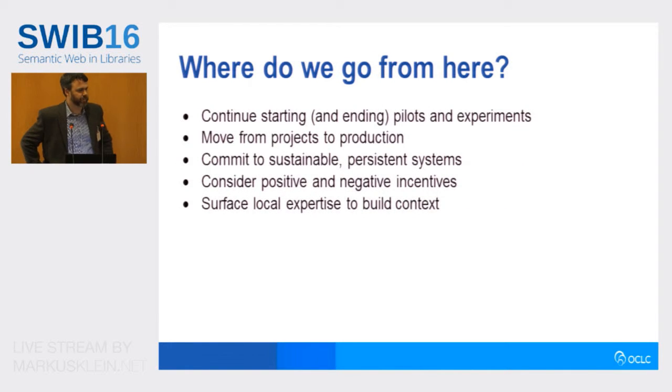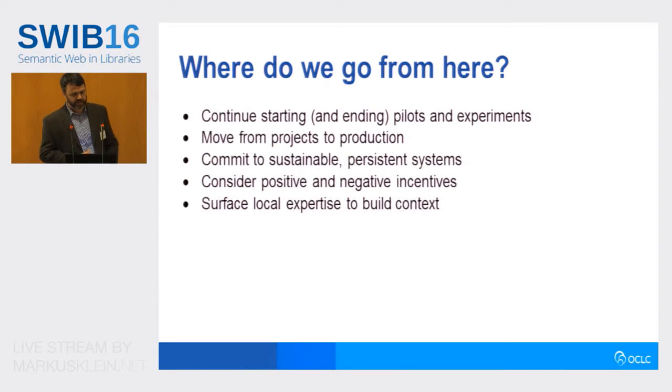So where do we go from here? From an OCLC point of view, we want to continue starting and then ending these pilots and experiments, so we process them quickly. We want to move more from projects to production. We relied heavily on VIAF, on ISNI, on WorldCat Identities. We're very interested in continuing to move those to more sustainable and persistent systems at an operational level. We want to consider positive and negative incentives. What are the incentives to use particular identifiers and to participate in their enhancement, especially in an environment where things are being clustered and matched? Where's the biggest bang for the buck? Where's the biggest return on investment in terms of correcting and enhancing metadata within a vastly networked graph?